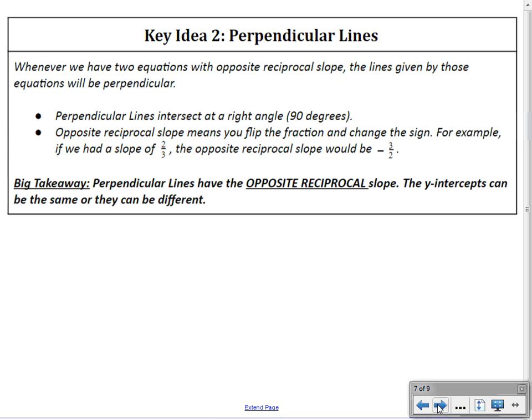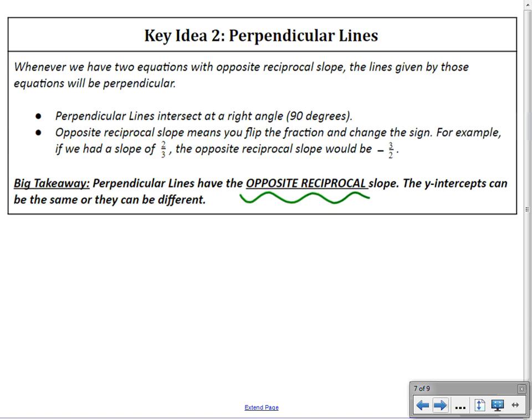So that's our second key idea here. Perpendicular lines intersect at a 90-degree angle or a right angle, and the slopes are opposite reciprocals. Now, the y-intercepts, though, can be the same, they can be different, it doesn't matter. It's not like parallel lines where we had to have different y-intercepts. We can have different or the same y-intercepts for perpendicular lines. So we're really only concerned with the slope here.